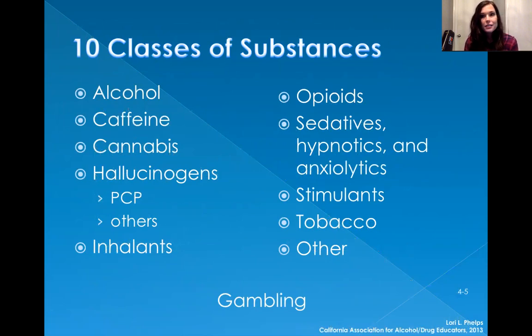So there are 10 classes of substances, as previously mentioned: alcohol, caffeine, cannabis, hallucinogens, PCP, others, inhalants, opioids, sedatives, hypnotics, and anxiolytics, stimulants, tobacco, and other. And then we have gambling as an addictive behavior that can be really detrimental to the lives of people who can't stop gambling.